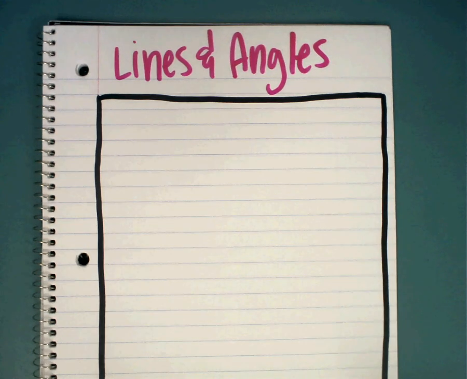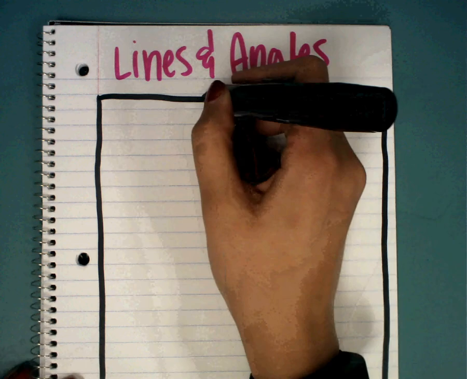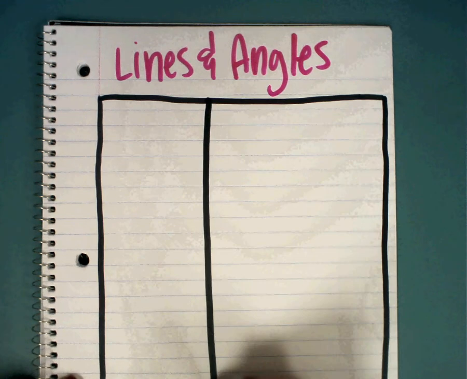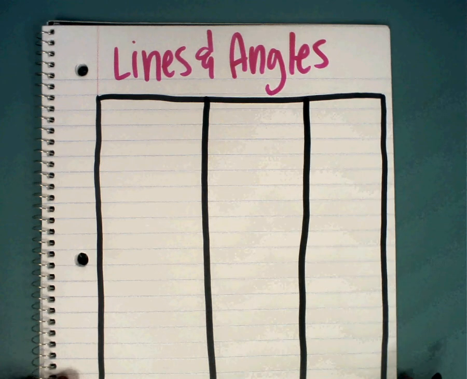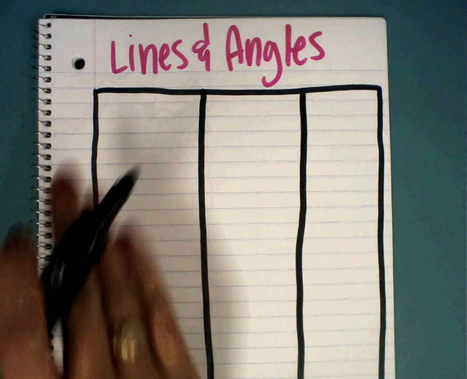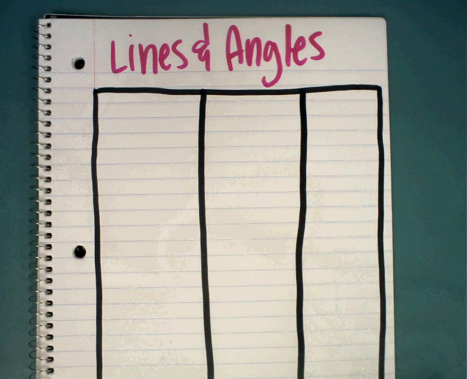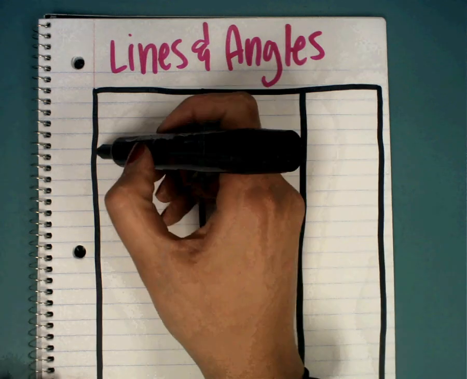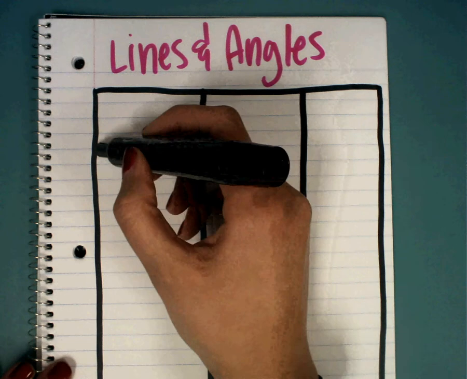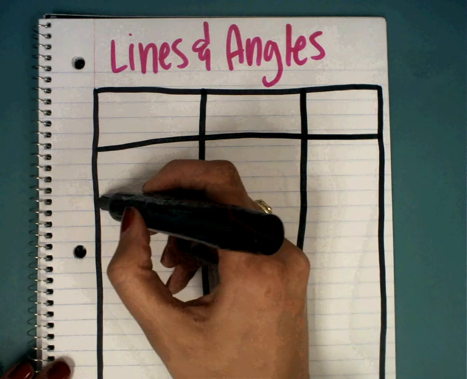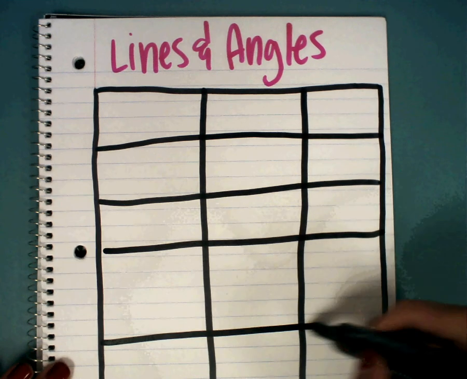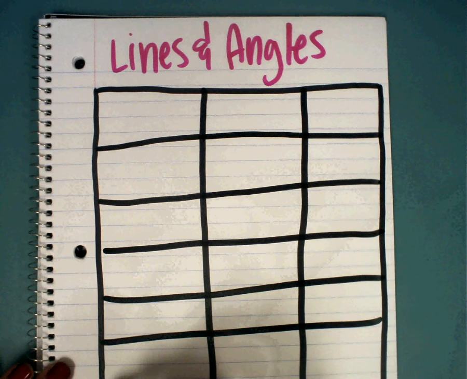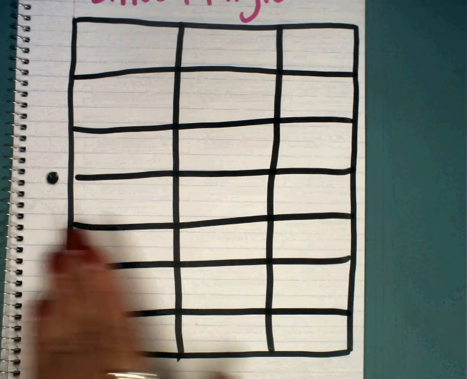Okay, so we're going to go like this. And then like this. You see how that first box is a little bit bigger? This side is a little bit bigger. Okay, so we have 1, 2, 3, 4, 5, 6, 7. We need 7 spaces. So here we are. Here's my array. I've got 3 by 7. Okay, 21 boxes total.